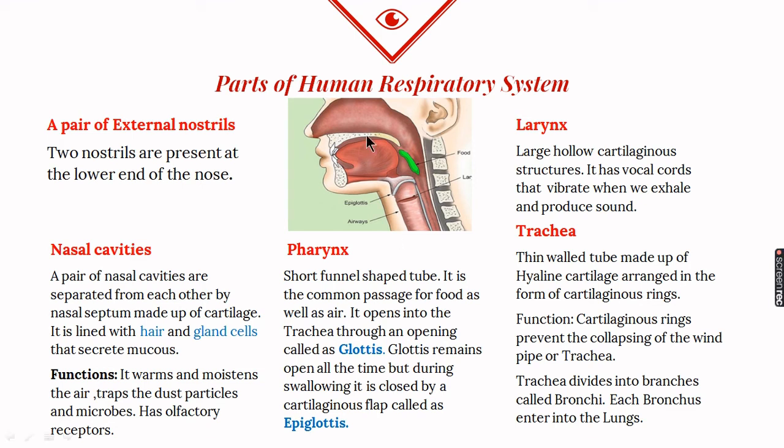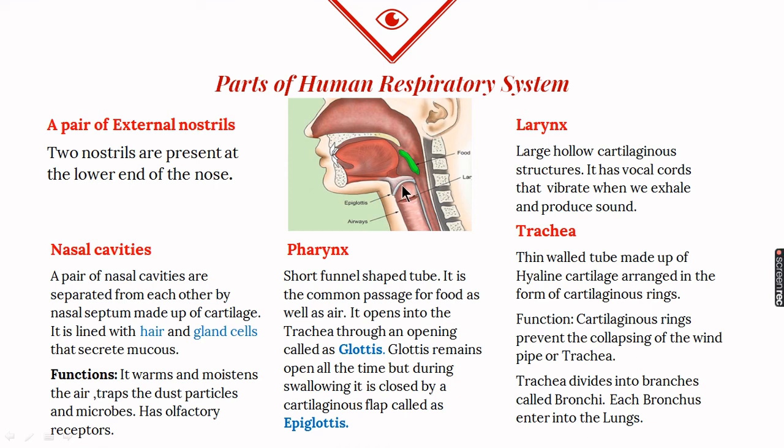These nasal cavities open into a funnel shaped part called as pharynx. We have earlier also read about pharynx, that it is a common passage for food from buccal cavity and for air from the nasal cavity. The pharynx opens into trachea through an opening which is called as glottis.